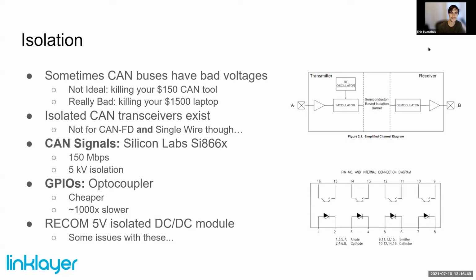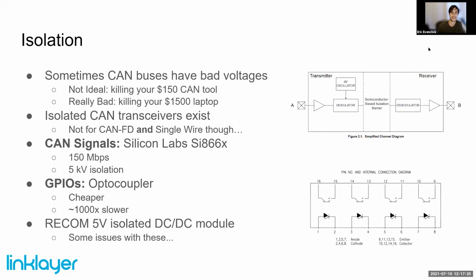Now, isolated CAN transceivers do exist. However, at the time, there weren't many options for CAN-FD, and there were no options that would let me do CAN-FD and single wire all in one. And so I ended up going for sort of a discrete isolation solution here. So the Silicon Labs Si866x family is a very neat chip, with block diagrams there. Basically, it uses an RF modulator to send the signal across an isolation barrier, and then it gets demodulated and goes out the other side.